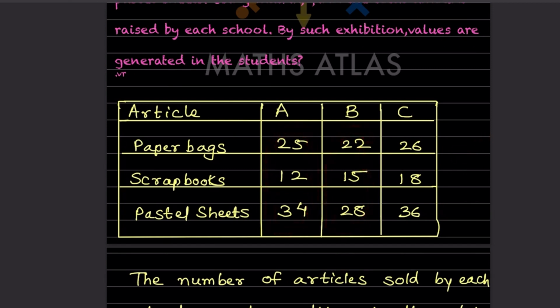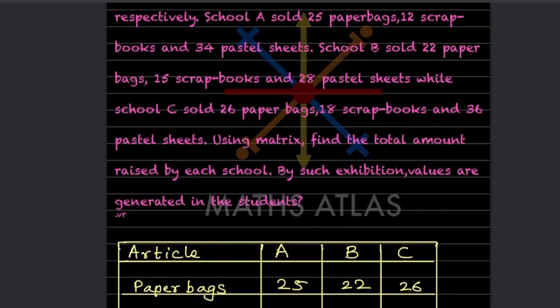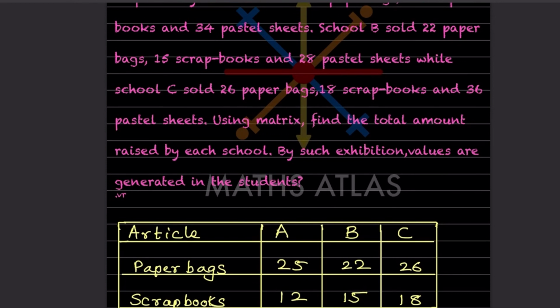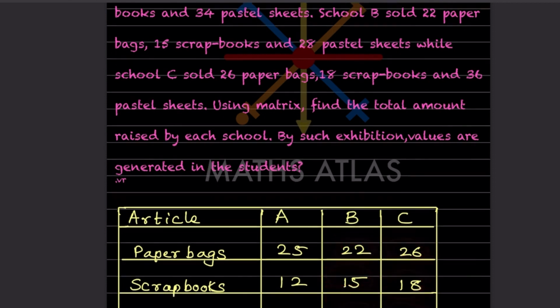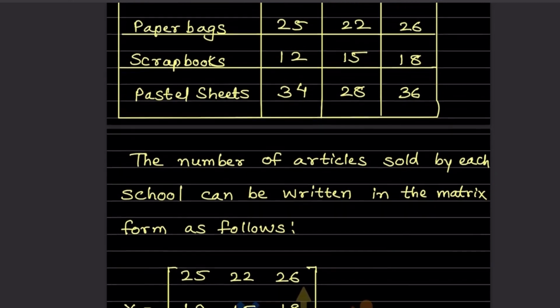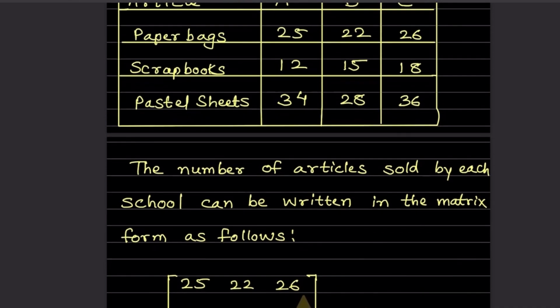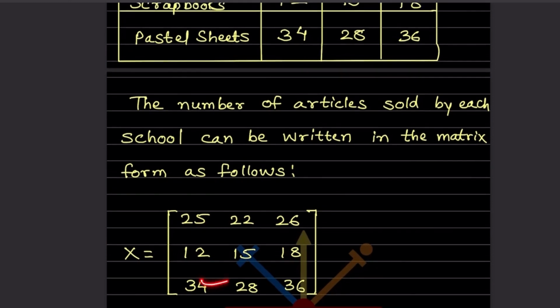So now what we can see over here, the paper bags are 25, 12 and 34. Here the paper bags are 12, scrapbooks are 12 and pastel sheets 34. Here 22, 15 and 28. Here for C, 26, 18 and 36. So now what you can see, the number of articles sold by each school can be written in the matrix form. So here we can put this as X, and we are writing the same thing, whatever is here, all this in a matrix form.